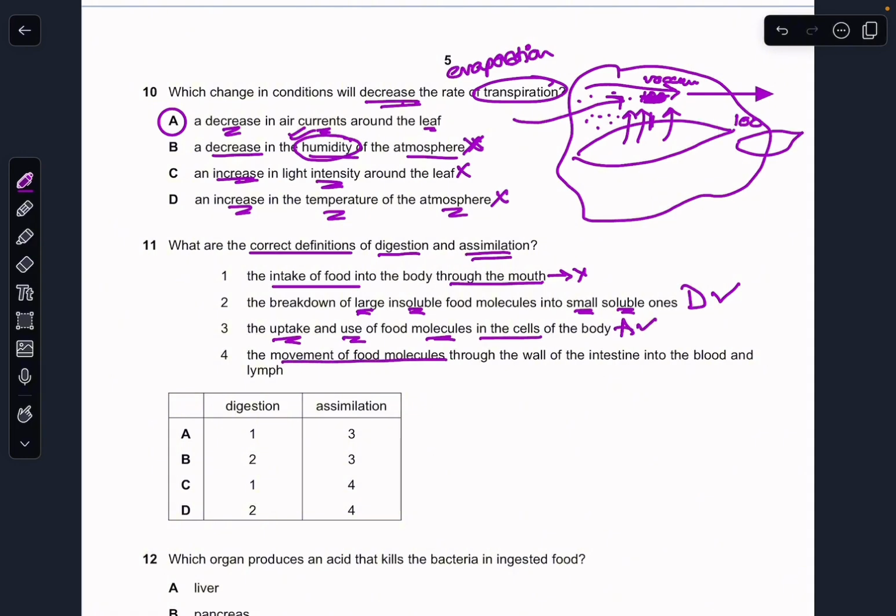The movement of food molecules through the walls of intestines into the blood and the lymph, this is absorption. This is not assimilation. So digestion is 2 and assimilation is 3. So the correct answer is going to be B.